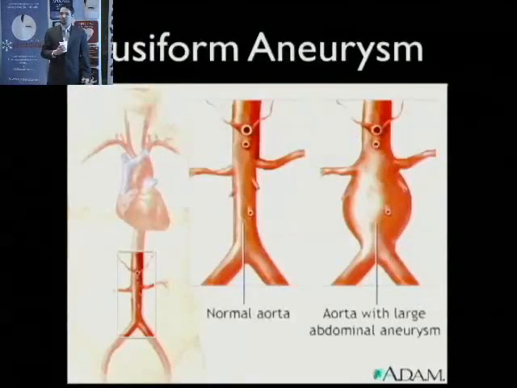Again, arising below the renals, it can extend into the common iliacs. So that's why it's crucial when you're doing your ultrasounds to image the entire aorta all the way down to the bifurcation of the aorta into the iliacs.